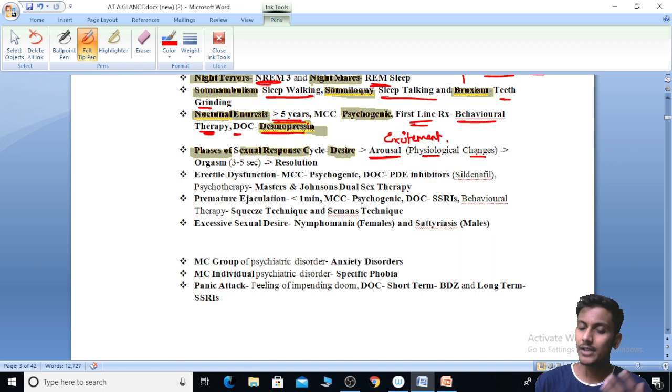There would be enlargement of the testis. Palpitations can be felt, tachycardia would be there, tachypnea with increased respiratory rate, and increased blood pressure. All of these physiological changes start happening in which phase of the sexual response cycle? They all occur in the arousal or excitement phase.